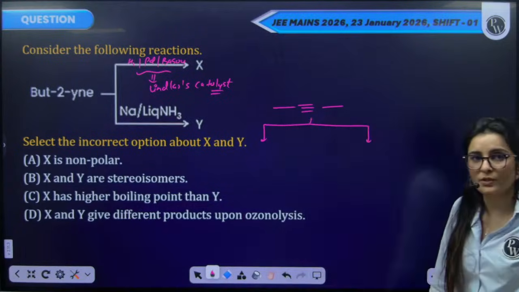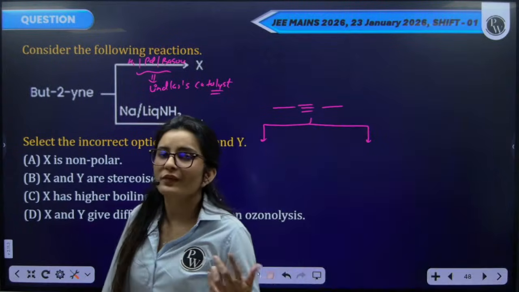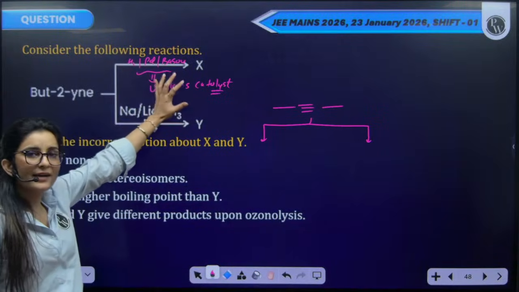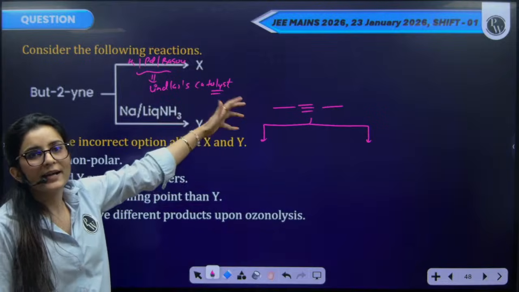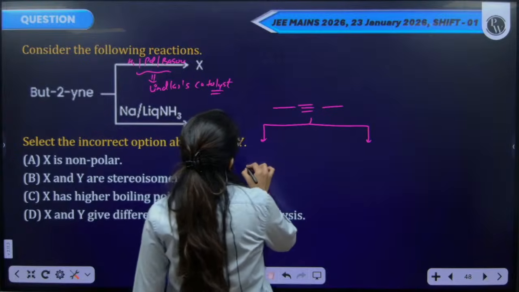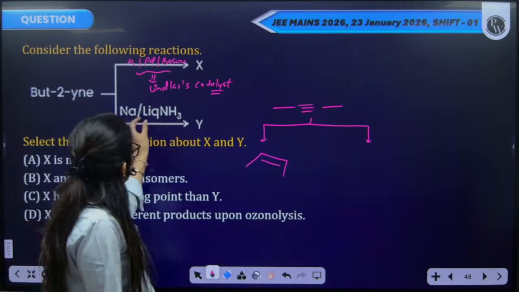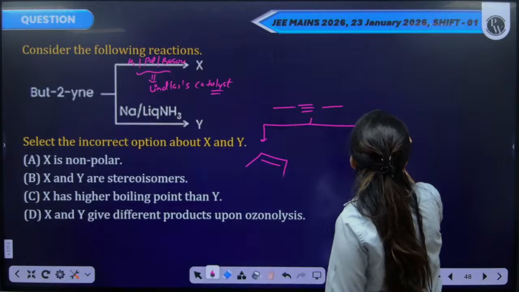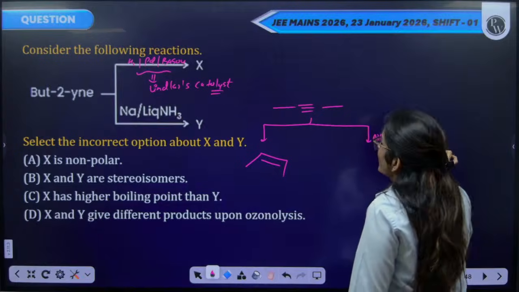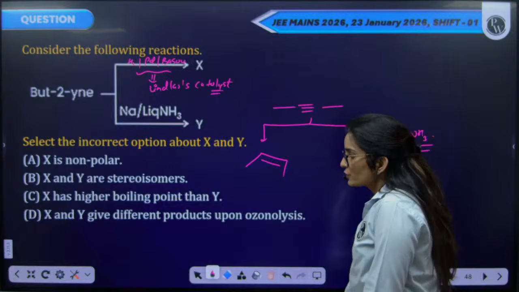Now there are two possibilities: either there can be the formation of cis alkene, or the formation of trans alkene. Whenever this Lindlar's catalyst is added, it will convert the given alkyne into an alkene, and that alkene will be a cis alkene. So here there will be formation of this type of alkene. And whenever sodium in liquid ammonia is added, it will convert the given alkyne into the trans alkene. So here there will be formation of the trans alkene.